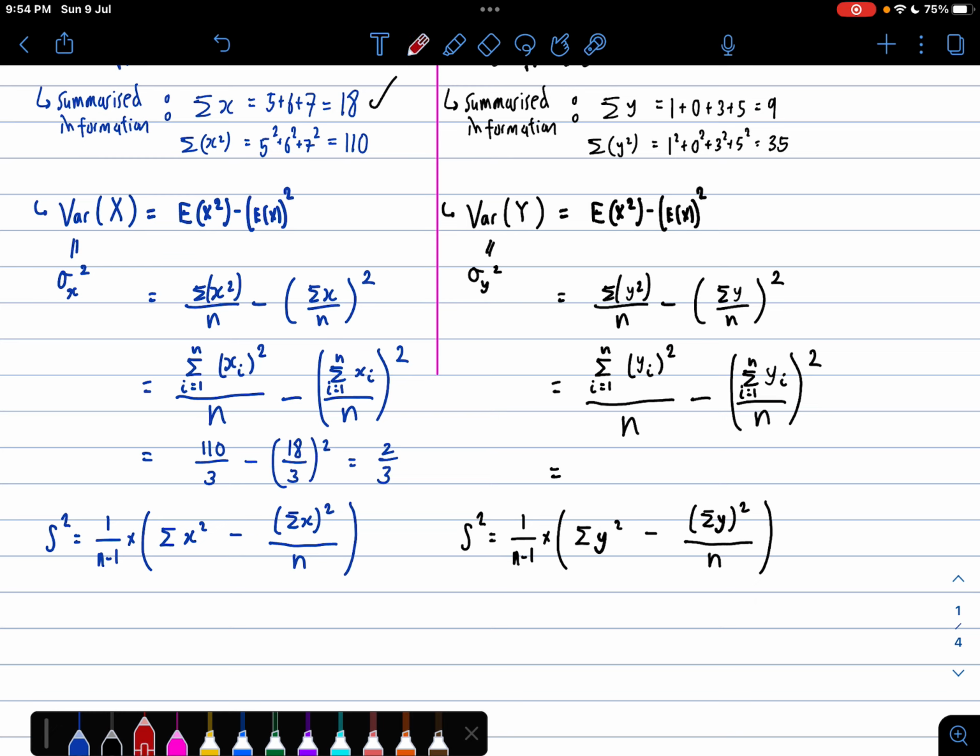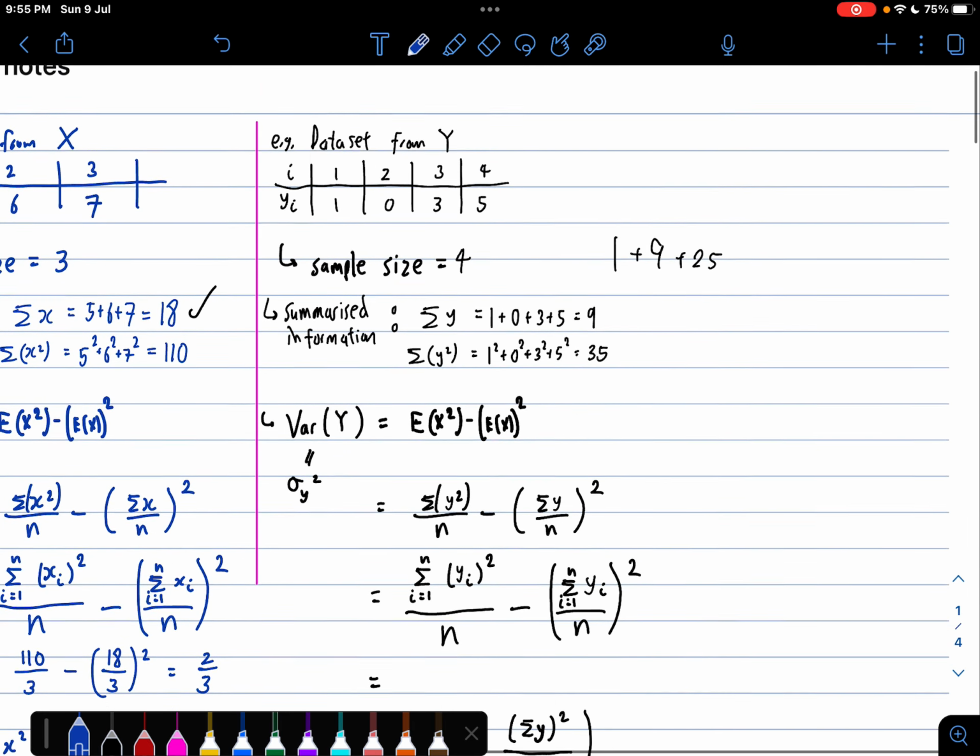So n is 3, right? So that means that we end up with 1 over 3 minus 1, which is 2, times sum x square, which is 110. Sum x square is 110. Minus away sum x, what's that? 18. Bracket square divided by n is 3. Okay, type this in. This is your unbiased estimator of the population variance. So we get a 1. What a coincidence. Okay, nothing interesting, whatever.